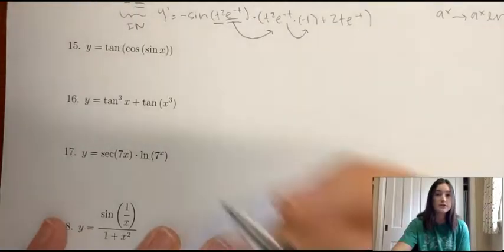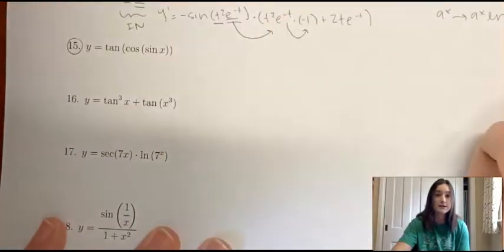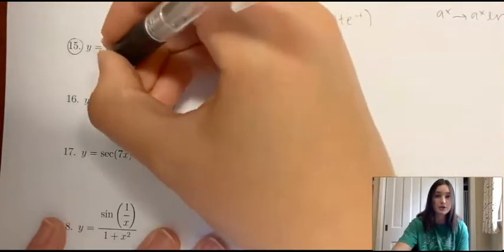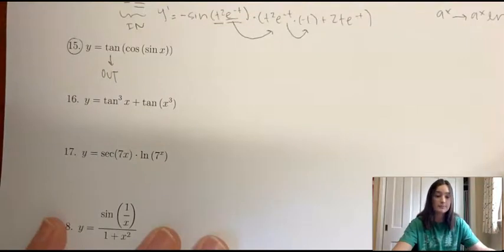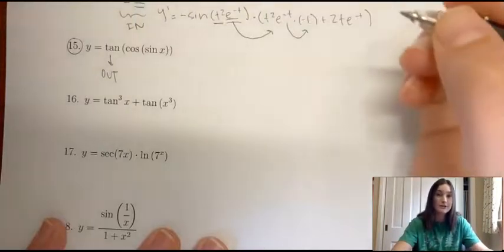Obviously, your outermost function is the tan. I'm circling this one just because it's a tricky one, I think. So that outermost function is the tan. And then here you've got tan of cosine of sine of x. So you've kind of got like a double chain rule going on.